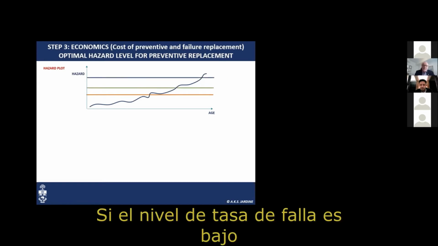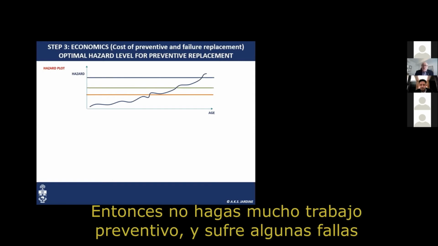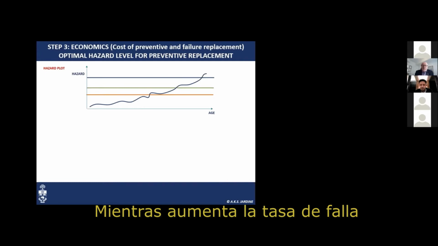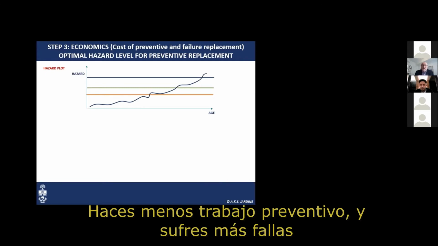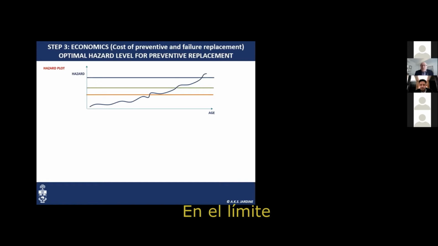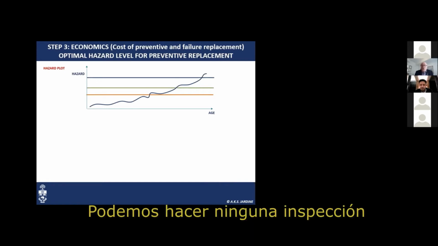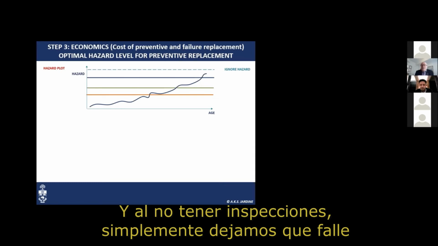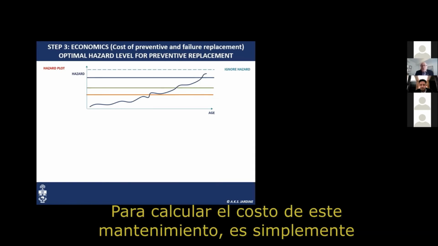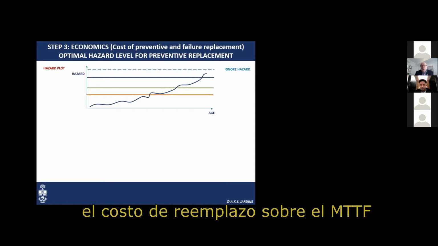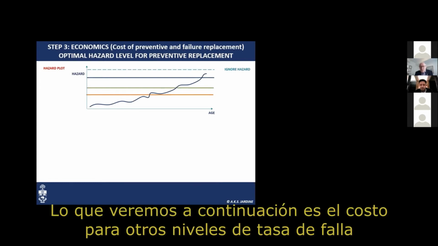If the hazard level is low, then they'll do a lot of preventive work and suffer a few failures. As you increase the hazard level, you'll do less preventive work and suffer more failures. In the limit, we could do no inspections. And if you do no inspections, you simply run to failure. And we know what the cost is of running to failure. It's simply the cost of a fail replacement divided by the mean time to failure. But what's possible, and I'll show you in a minute, is how to find what the costs are for other hazard levels.